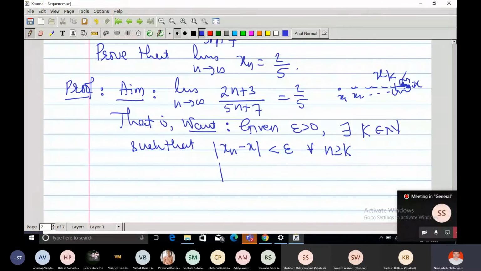So what is xn here? xn is 2n plus 3 upon 5n plus 7, and x is 2 by 5.